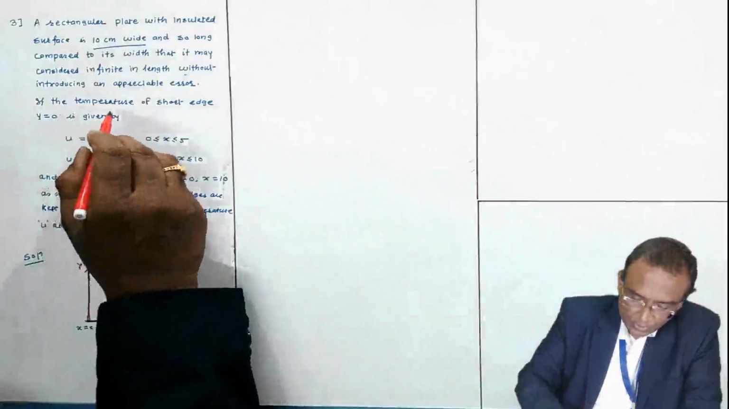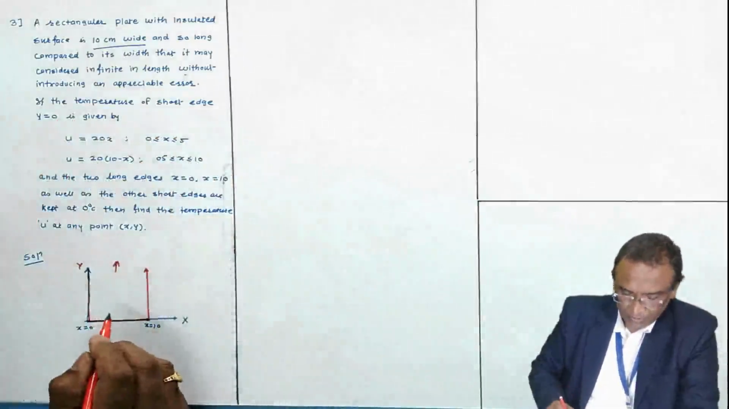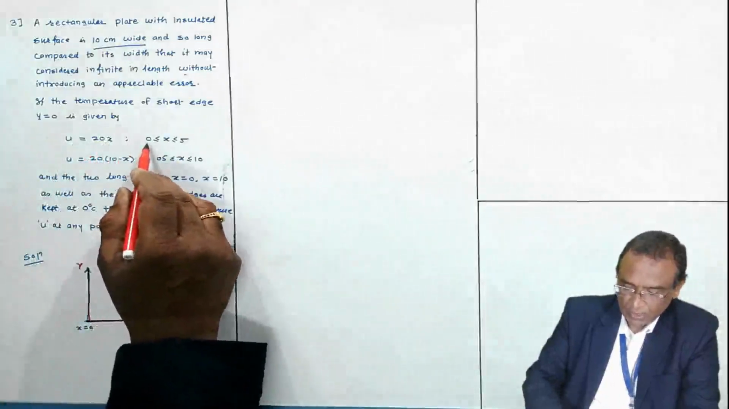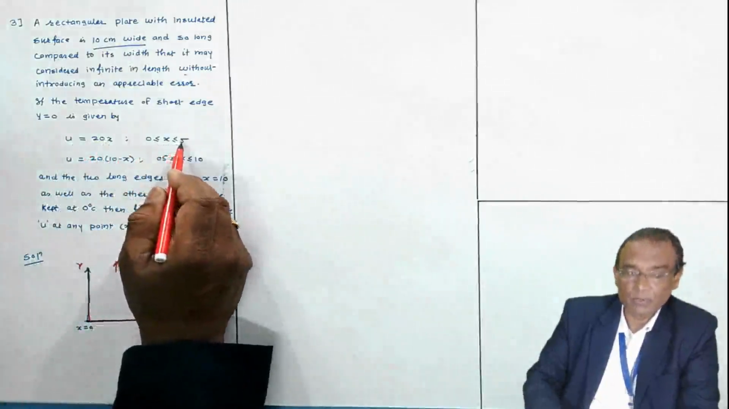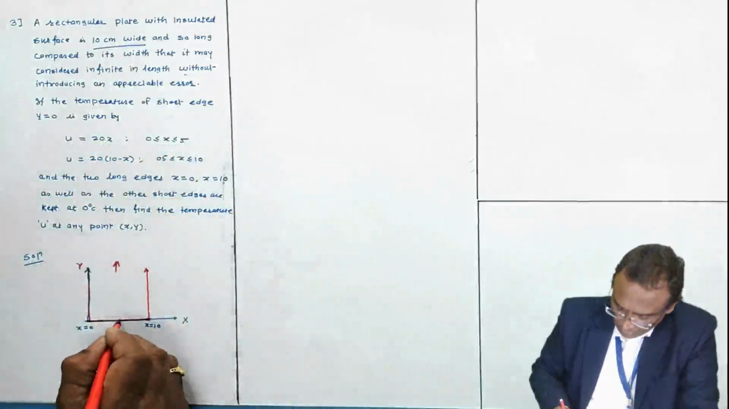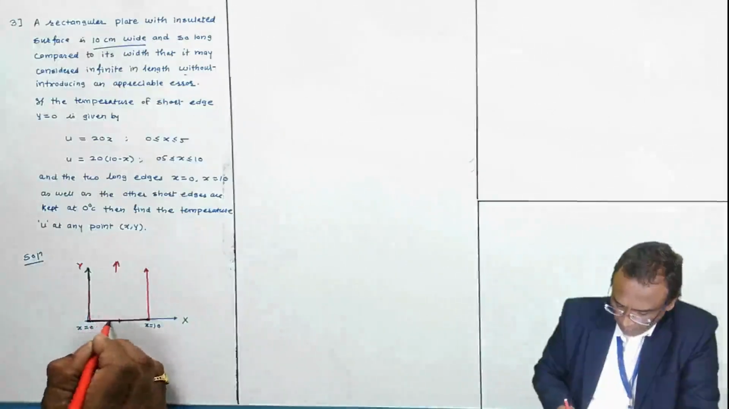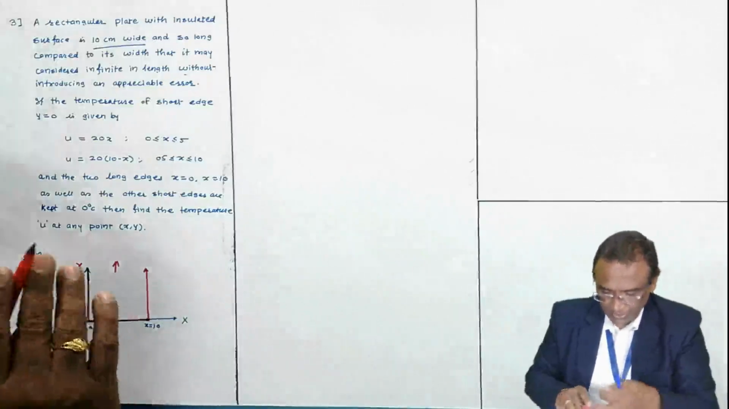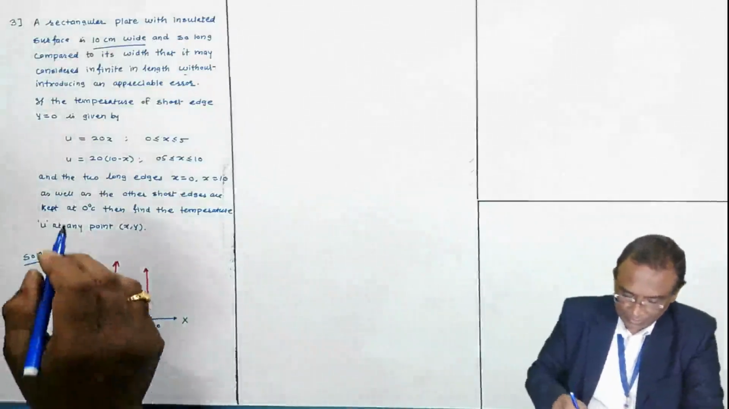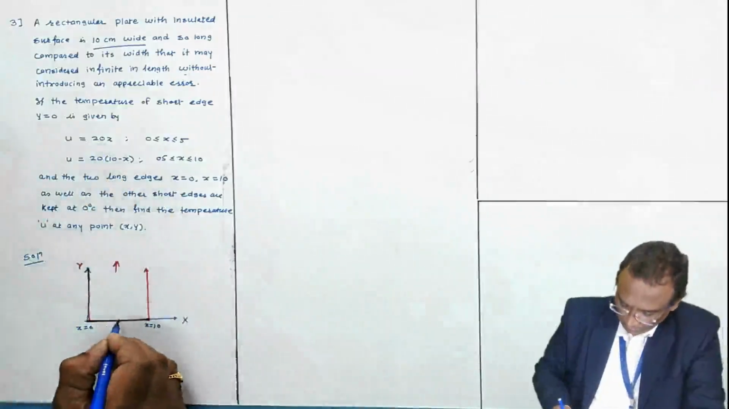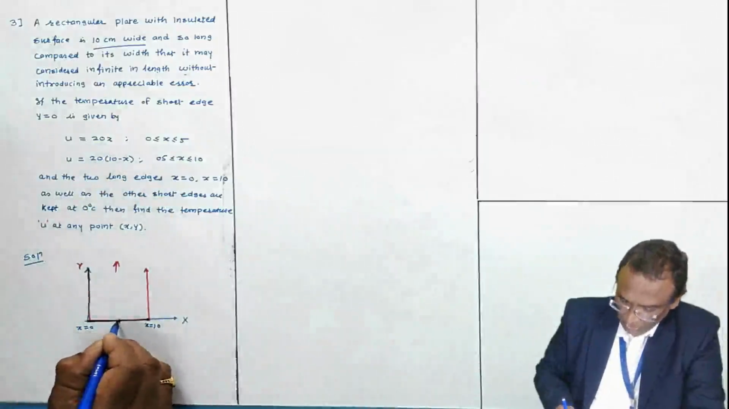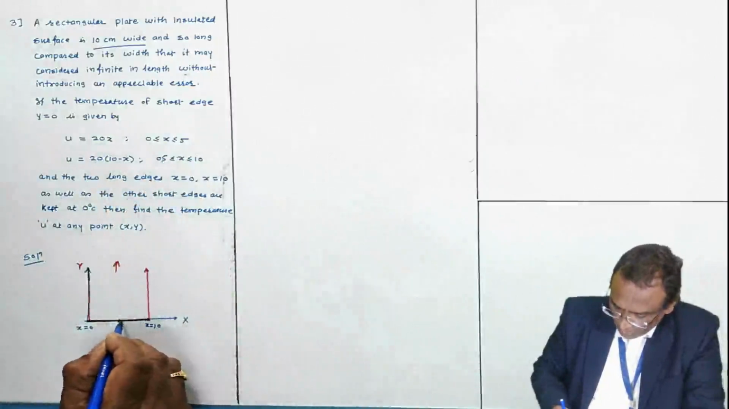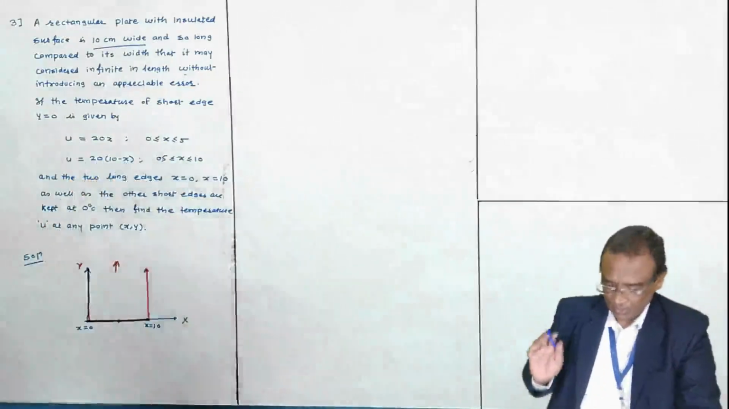is given by u equal to 20x for x from 0 to 5, meaning for this much part of the edge of the metal sheet the temperature is 20x. And for this much part the temperature is 20 times (10 minus x).